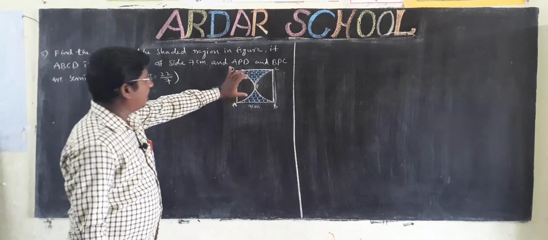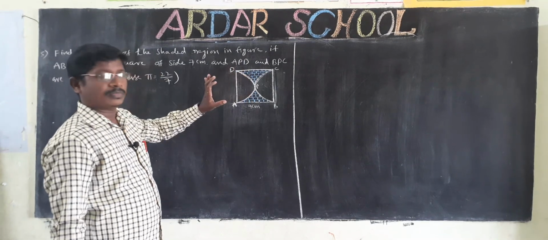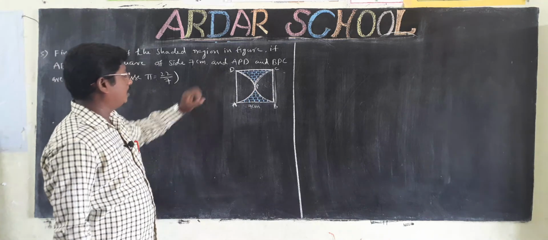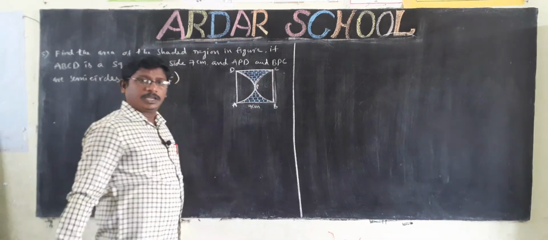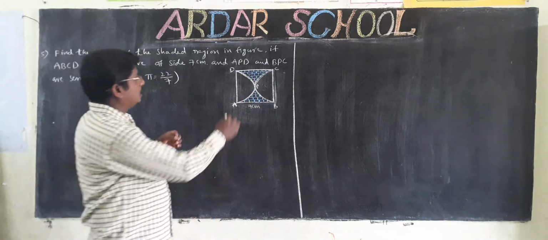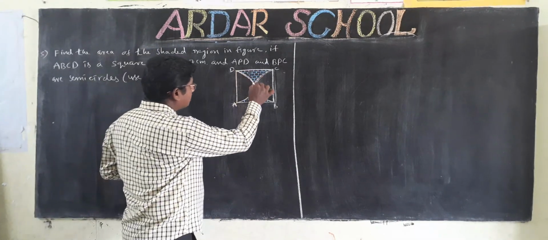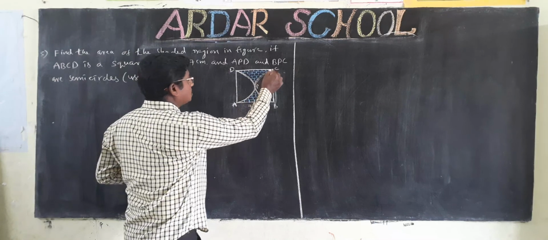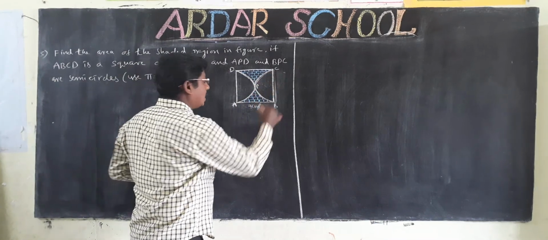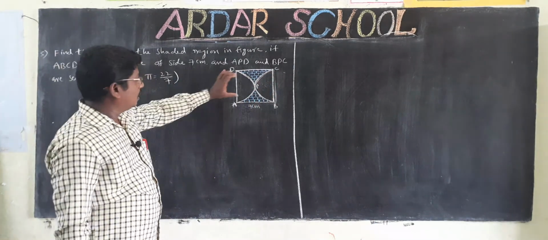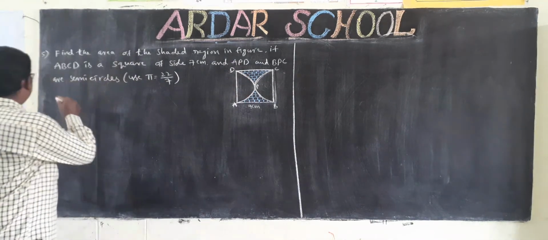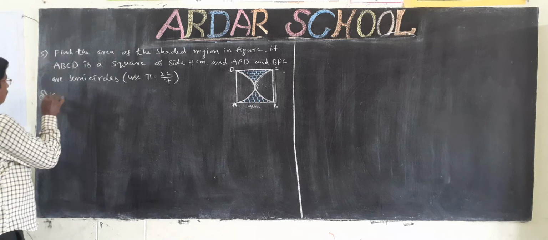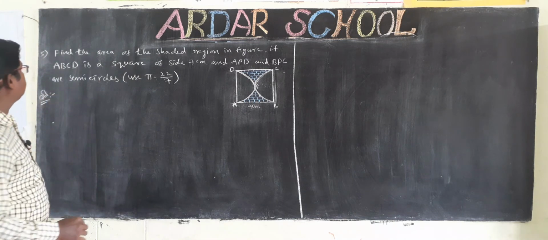How to find the area of the shaded region? Observe the diagram. The area of square ABCD minus the area of these two semicircles, then we get the area of the shaded region. So first of all, let us write what is given.